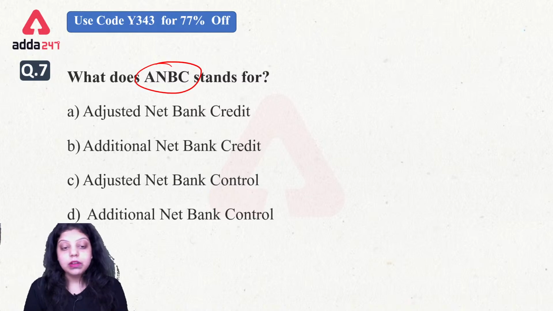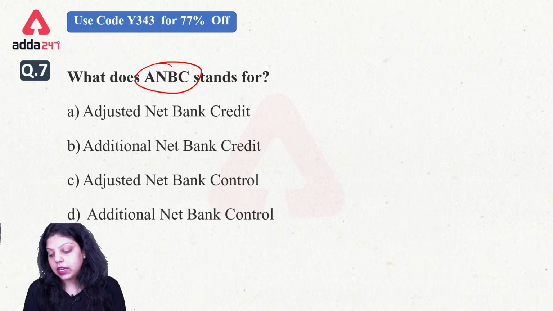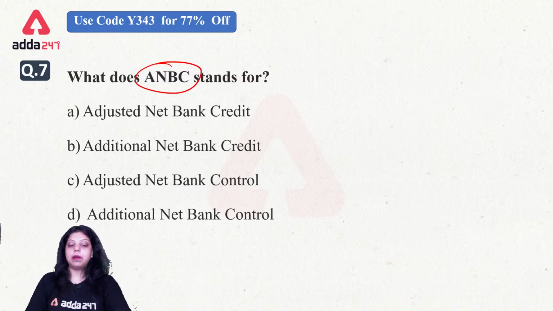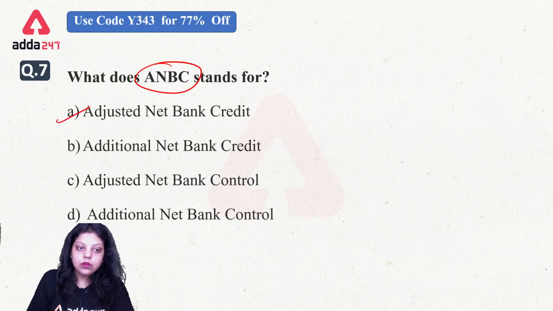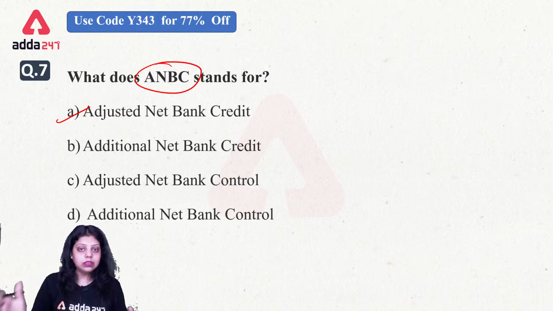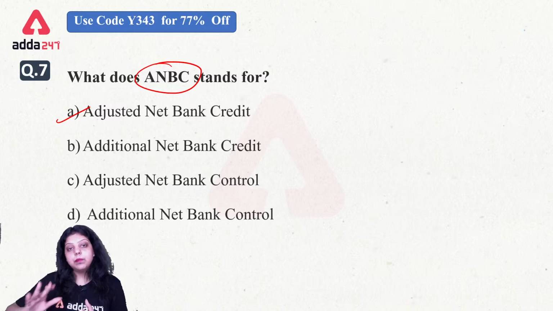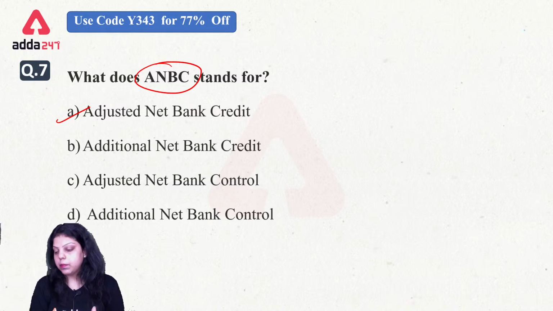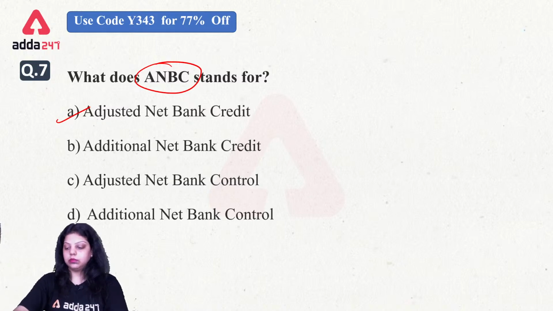Okay. So what will be the right answer here? What does ANBC stand for? It stands for adjusted net bank credit. This is the value of the amount which the banks have adjusted after maintaining all kinds of reserves with themselves and providing the loan to the public. The right answer will be option A.